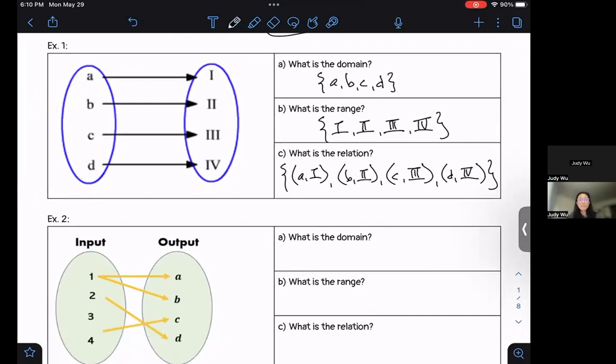All right, now if you feel like you have the hang of this, this might be a good time to pause the video and go ahead and try number 2 on your own. All right, so I'll give you a moment to do that if you like. Otherwise, we're going to continue on and take a look at this example together.